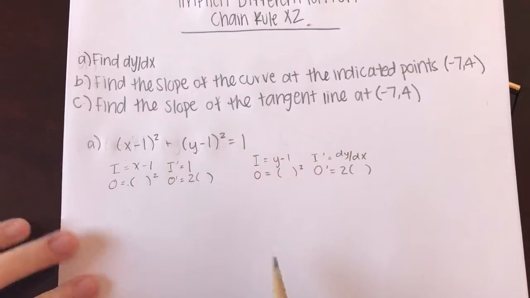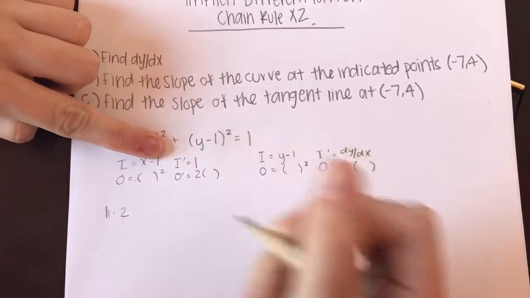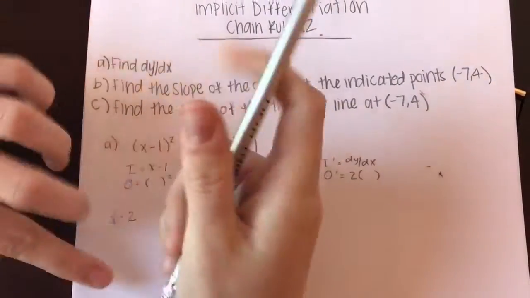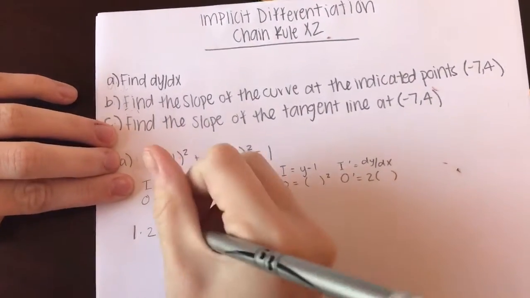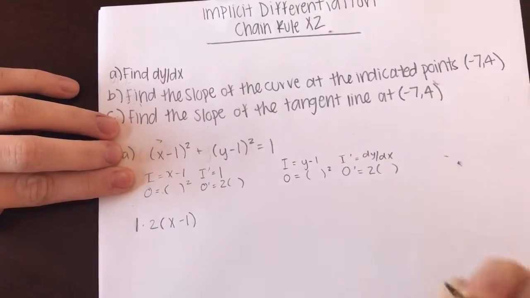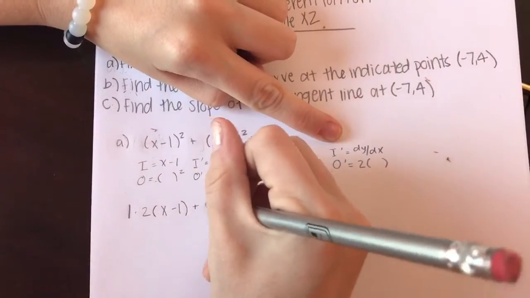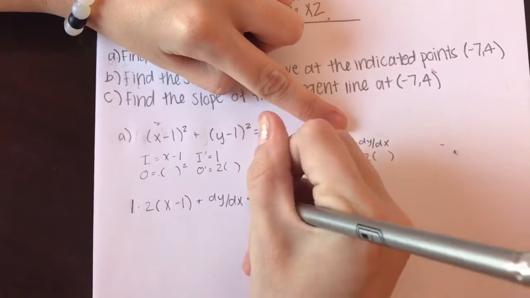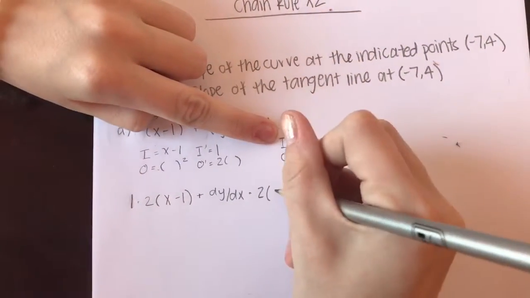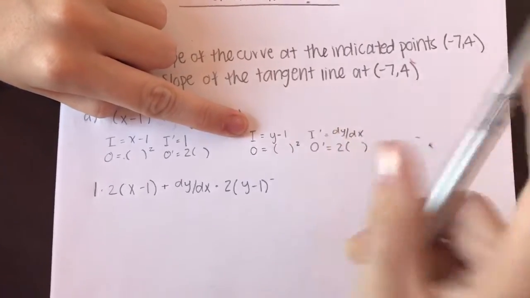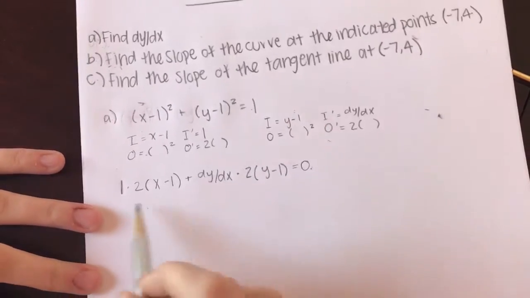So now we're going to have to put this together. First you have to do inside prime, so 1 times 2 parentheses, and then the inside in the parentheses, so (x - 1), plus inside prime, which would be dy/dx, times 2, which would be outside prime, and then the inside, which would be (y - 1). And that all equals 0, because the 1 turns to 0. So now we're going to have to simplify.